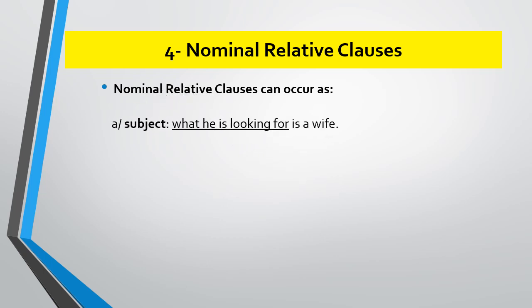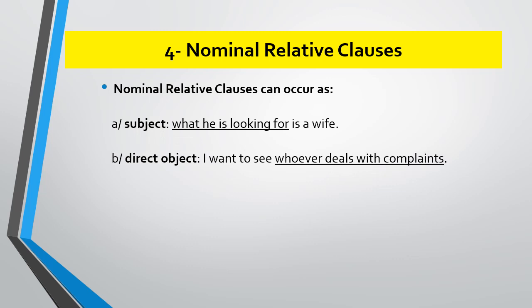Now the first function is that of a subject. What he is looking for is a wife. What he is looking for is the subject. What type? Nominal clause. What type of nominal clause? Nominal relative clause. Direct object. I want to see whoever deals with complaints. So, see is the verb. Whoever deals with complaints is the direct object, a nominal relative clause.